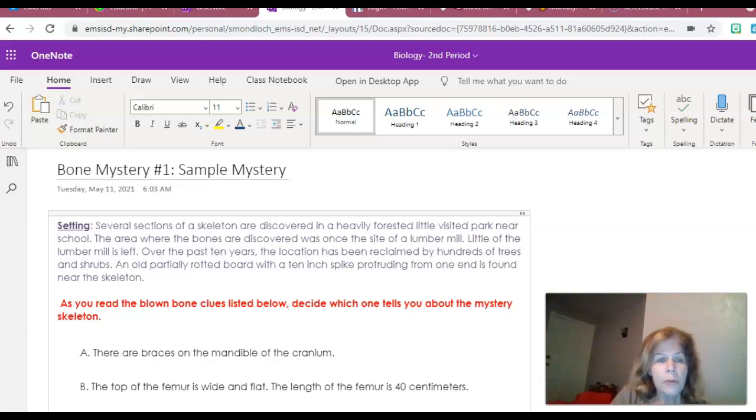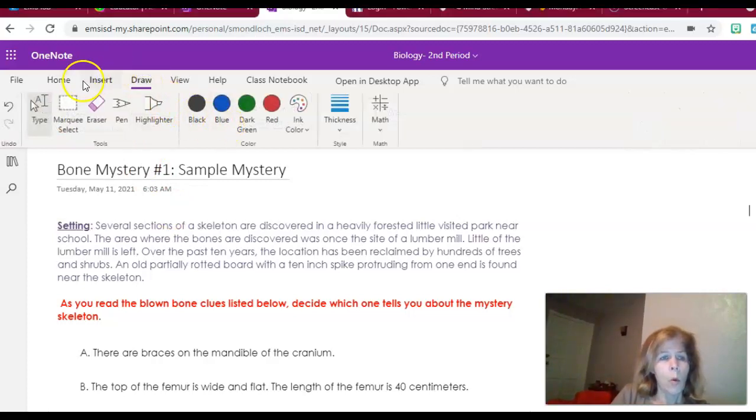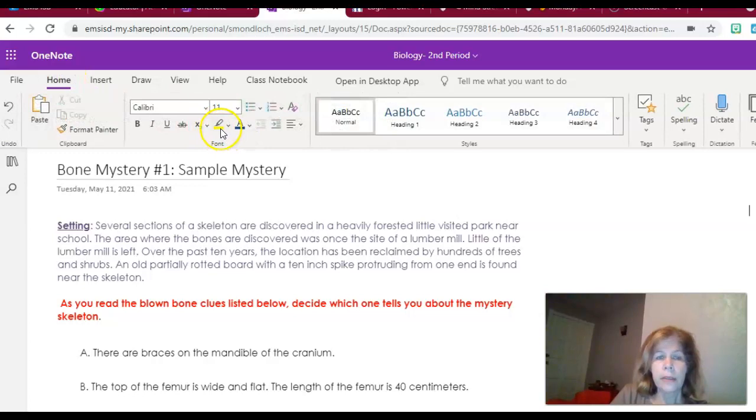So, to start, for this example, I'm going to do a model one of what I would like you to do as you do it. So they'll be in your OneNote notebook, and it'll be text so you can highlight and annotate as you go, either using the draw feature up here or using the highlight feature. Okay, so this is your first bone mystery.